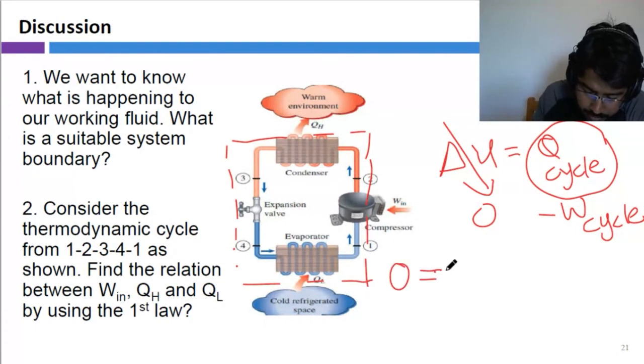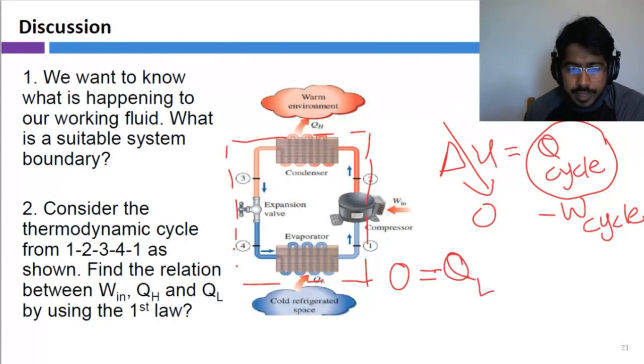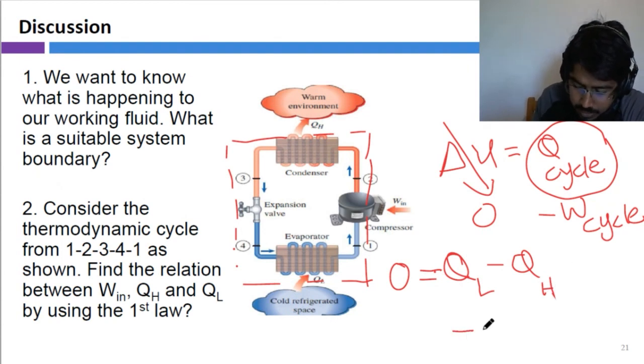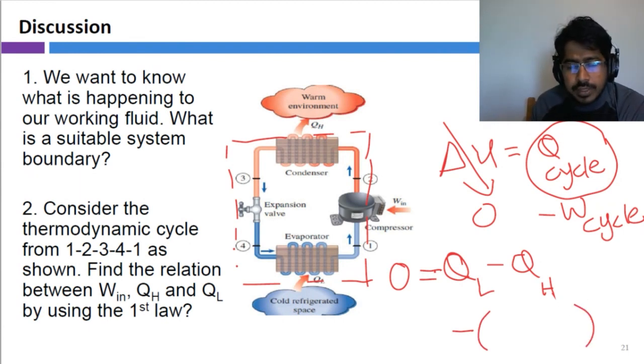Delta U is equal to 0, and we have a positive heat input, QL. And what are any other heat components? Yes, we have QH. It is leaving the system. Therefore, we know that it's negative, right? Minus QH. And now we have to subtract the work done by the system, and we have a work component coming into the system. Is it positive or negative?